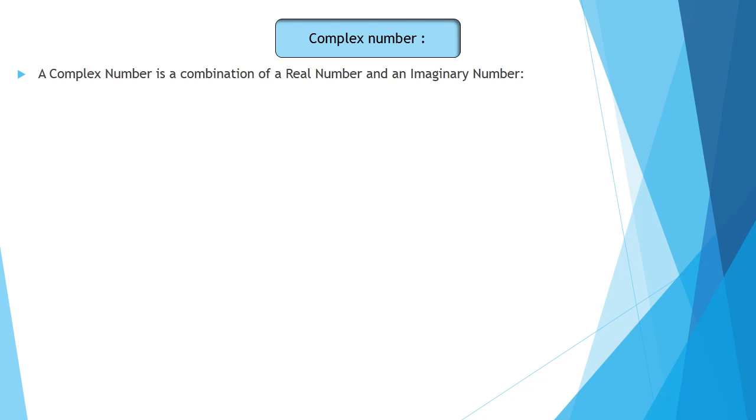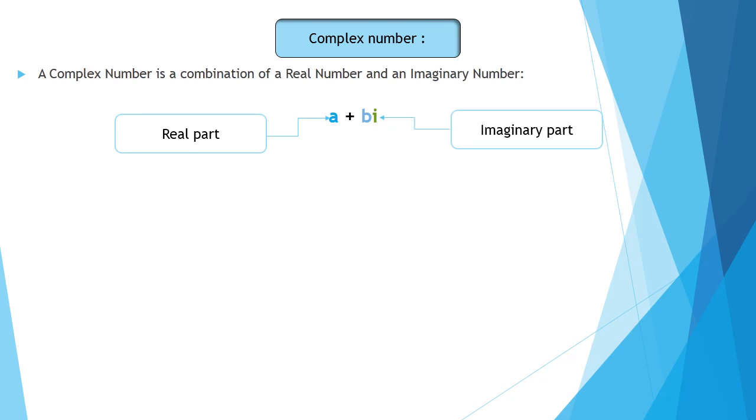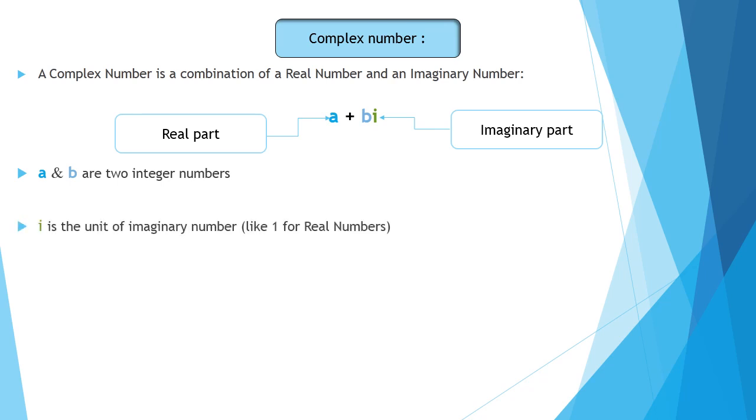A complex number is a combination of a real number and an imaginary number, and it can be written in this form: a plus bi, where a represents the real part and bi represents the imaginary part. You must always remember that a and b are two integers, and i is the unit of the imaginary number, like 1 for real numbers, and i equals the square root of negative 1.